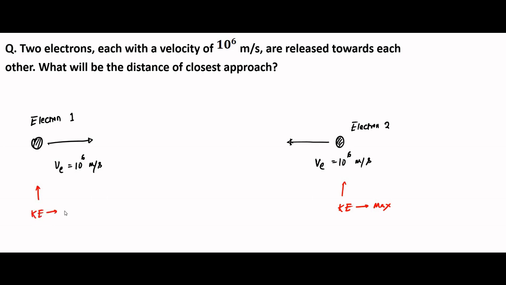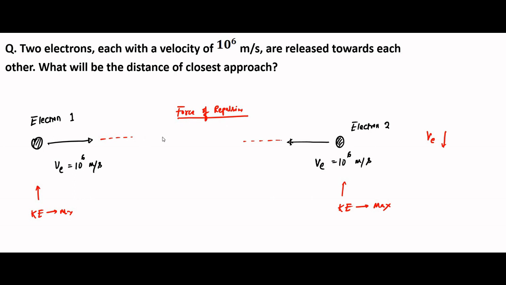So as these electrons keep moving towards each other, their velocity will start decreasing. Why? Because both of them are negatively charged with the same magnitude, so they will experience a force of repulsion between them. As the separation distance between them decreases, their velocity will keep decreasing as they move closer and closer towards each other.